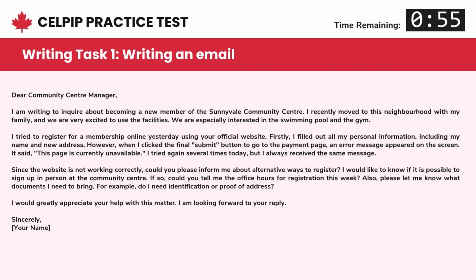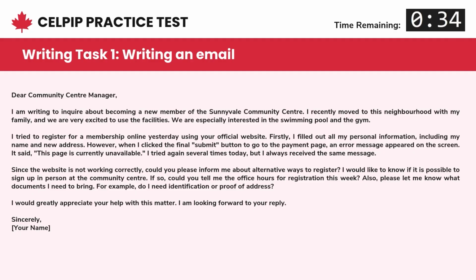The email is well organized. It starts with a formal greeting, "Dear Community Center Manager," which is appropriate for this situation. The body of the email uses two paragraphs to clearly separate the problem from the questions. The tone is polite and respectful throughout the entire message, which is very important when writing to someone in a position of authority.